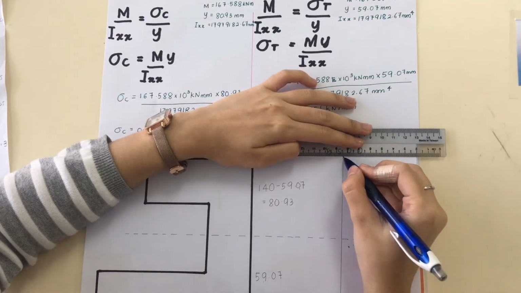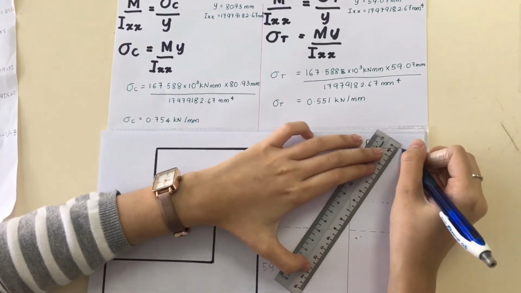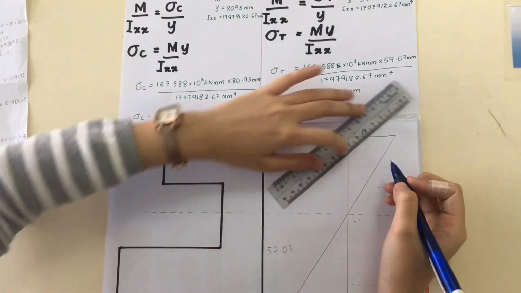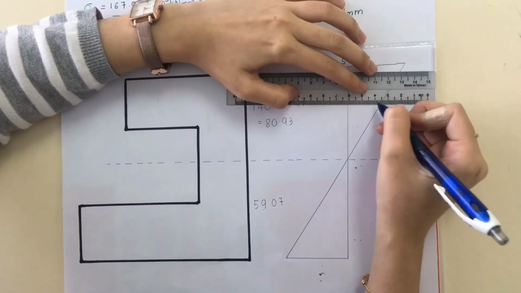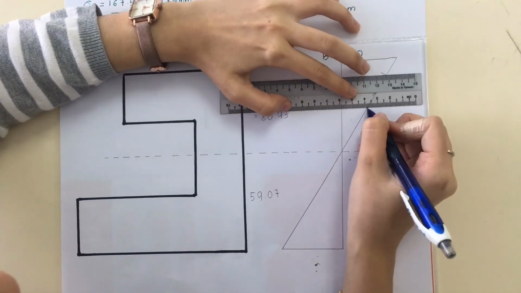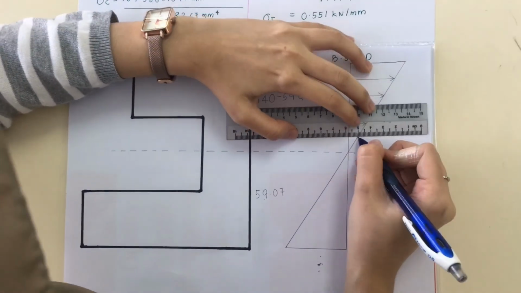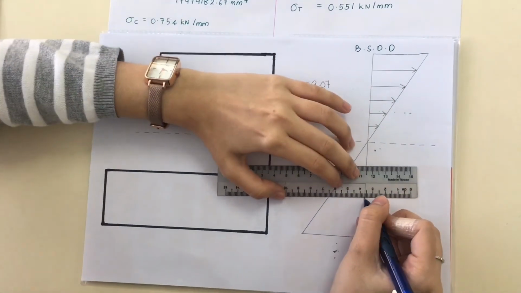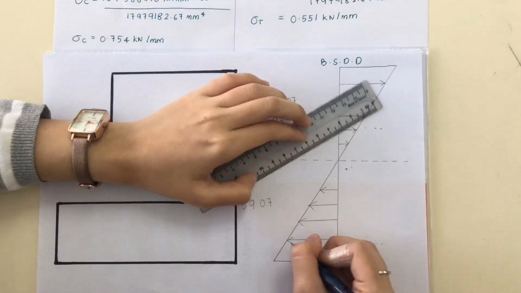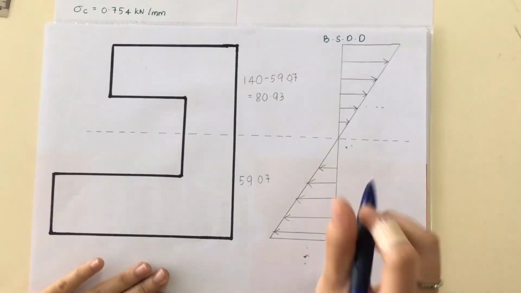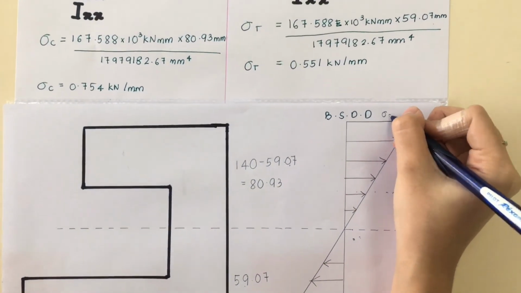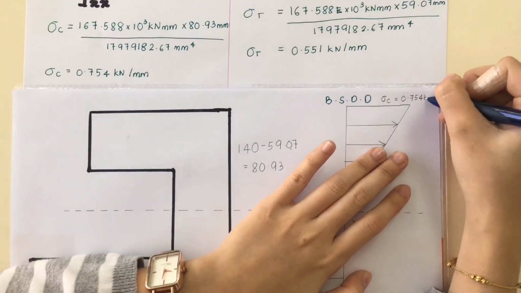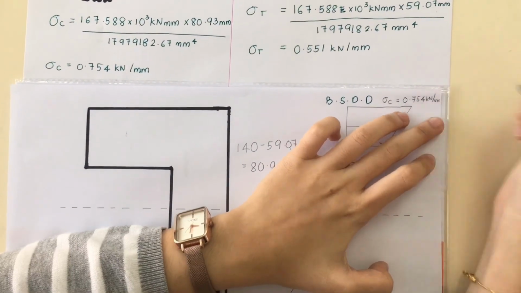Lastly is to sketch the bending stress distribution diagram. We have to draw the arrow to signify it is a bending stress distribution diagram. And also make sure the arrow is in the correct way. So next is to write the value of the bending stress, which is bending stress of compression and tensile.